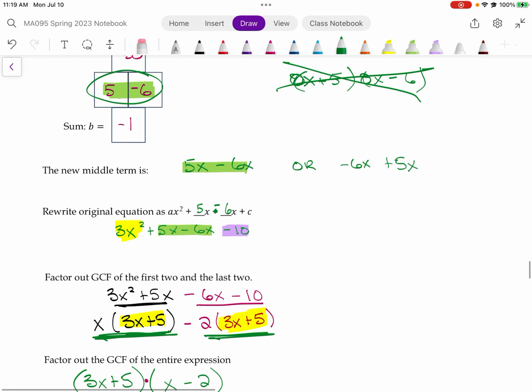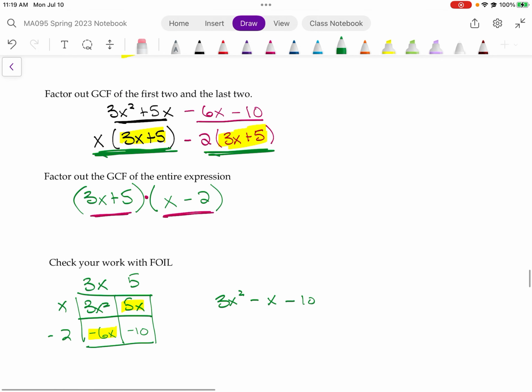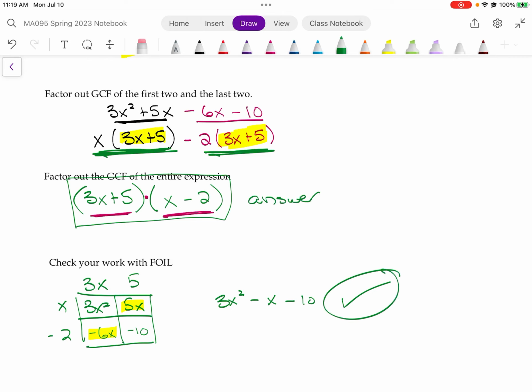Is that what we started with? Whoa, way up here. 3x squared minus x minus 10. Sure enough. So we're good. Check. We did it right. All right, so this is the answer. This is the check. Check your work with FOIL.